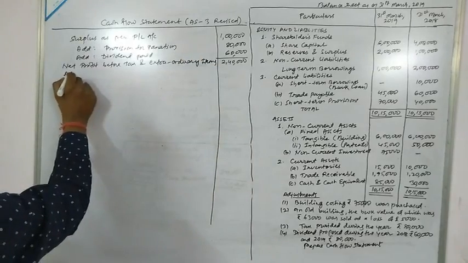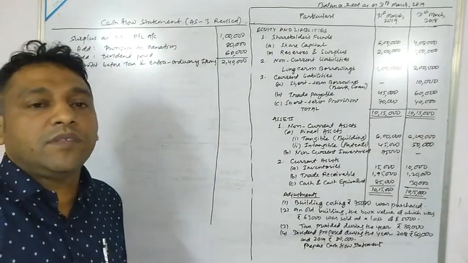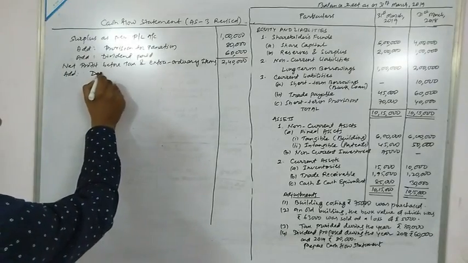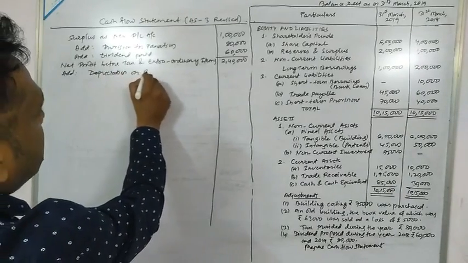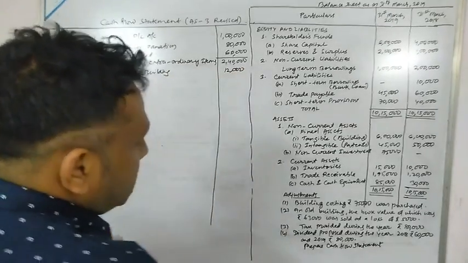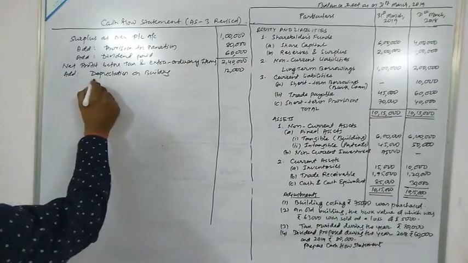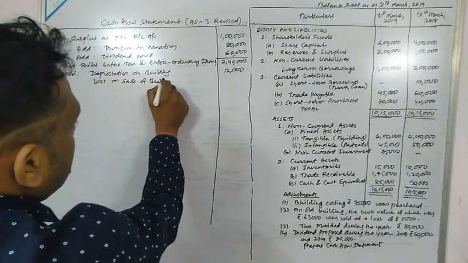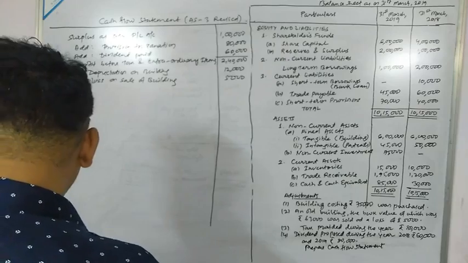Now we have to add non-operating expenses. We have already calculated the depreciation as per the working note. How much was the depreciation? 12,000. So we add depreciation on fixed assets. What was the fixed asset? Building. So depreciation on building was rupees 12,000. Again there was a loss on sale of assets. How much was it? 5,000. So again we have to add loss on sale of building. The loss was rupees 5,000.